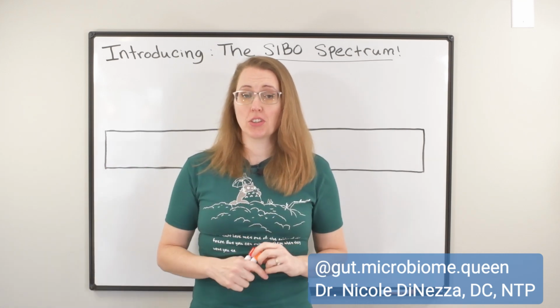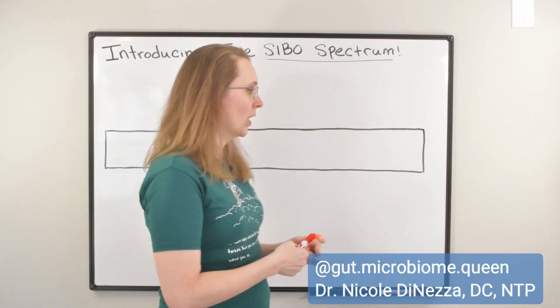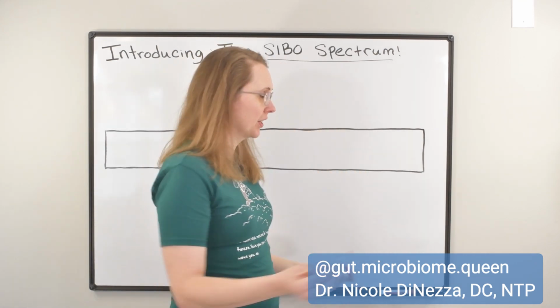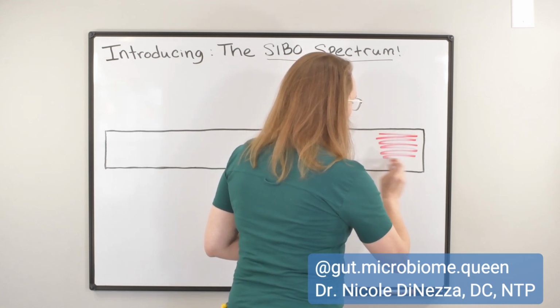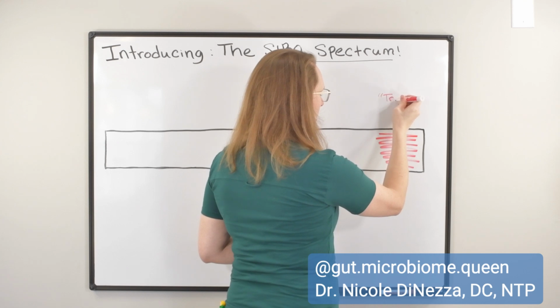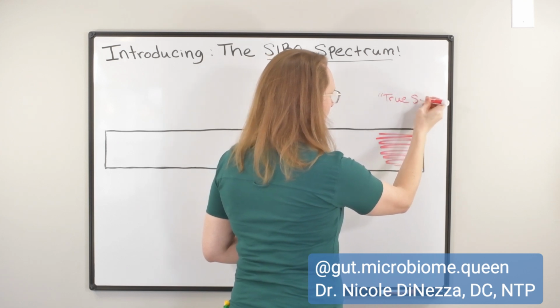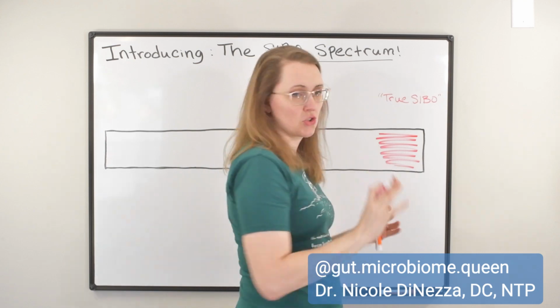But let's get into the 4 categories because I know that's actually why you're here. Now, starting on one far side of the continuum, we're going to color this one in red, and this could go by a couple of different names. I'm going to call this one True SIBO. This is the honest to goodness, badass True SIBO.